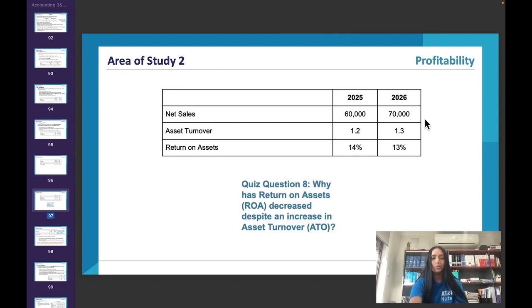Okay, so you really need to understand the relationships between the different financial indicators. How is net sales related to asset turnover related to return on assets? In this case, we have these three financial indicators for 2025 versus 2026. And the question is, why has return on assets decreased despite an increase in asset turnover?